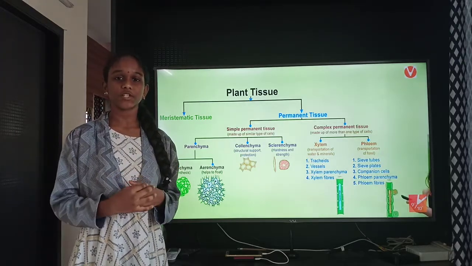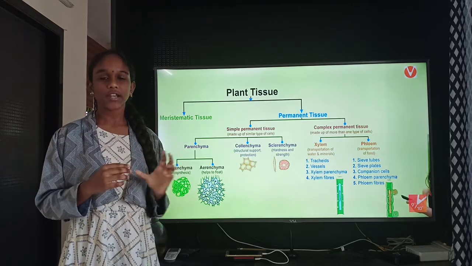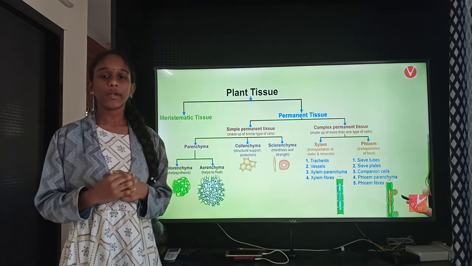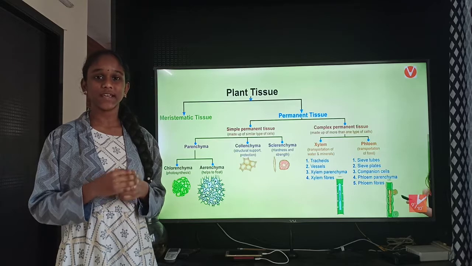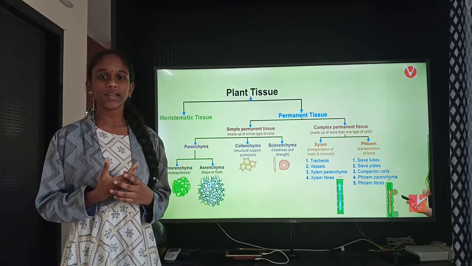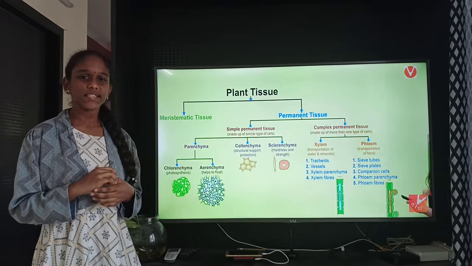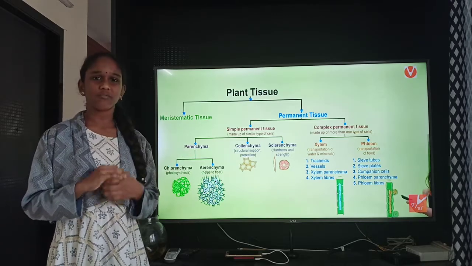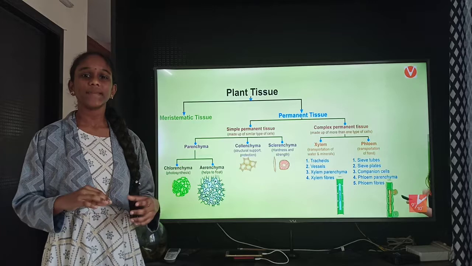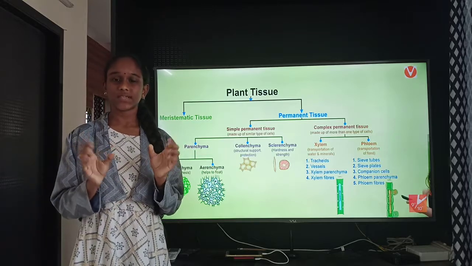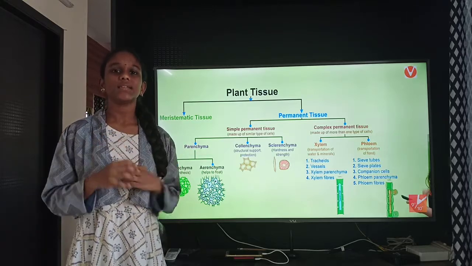Chlorenchyma helps in photosynthesis. It means chlorenchyma contains a pigment called chlorophyll. It helps in giving a green color to a plant and also helps in photosynthesis. This parenchyma has more space in the cell. It means if here is one cell, here is one cell, in the middle there is more space.